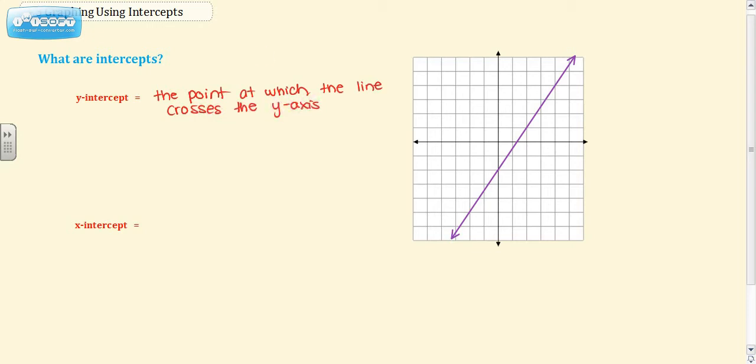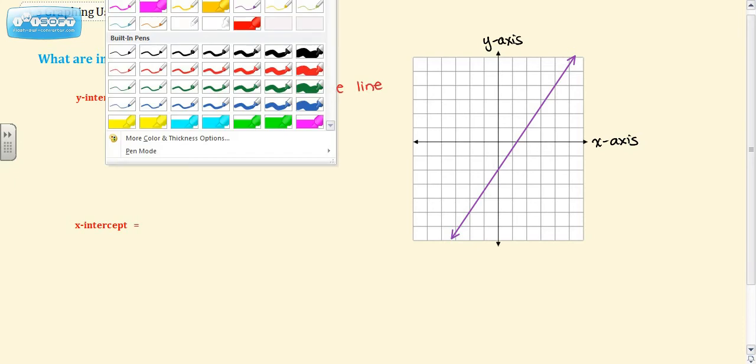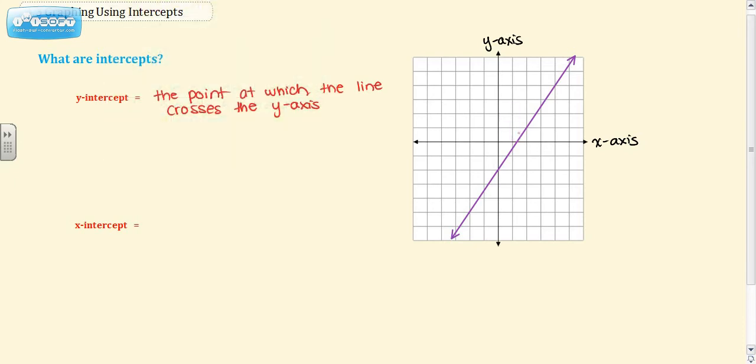So if we were to label our axes on this example graph here, we've got the y-axis, which runs up and down, and the x-axis, which runs left and right. If we were to define the y-intercept on this graph, we've got the y-axis, and the line, which is defined in purple, crosses it at this point here, which if we count the blocks, this is -1, and therefore this is -2. So the line crosses the y-axis at the point (0, -2).